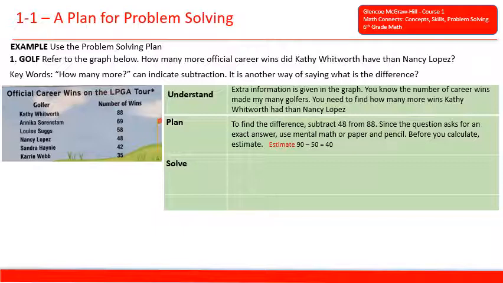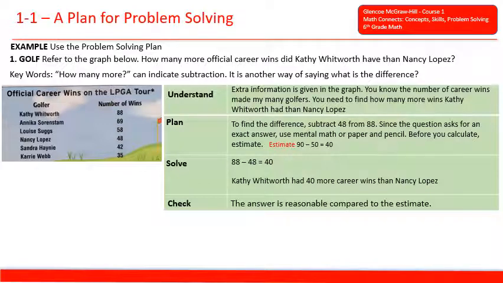Now we're going to actually do the math and solve. So 88 minus 48 equals 40. So in this case, our estimate was dead on, and Kathy Whitworth had 40 more career wins than Nancy Lopez. So we're going to check it. The answer is reasonable compared to the estimate. Like I said, in this case, the estimate was exact to the exact answer, so we know that the answer is correct.